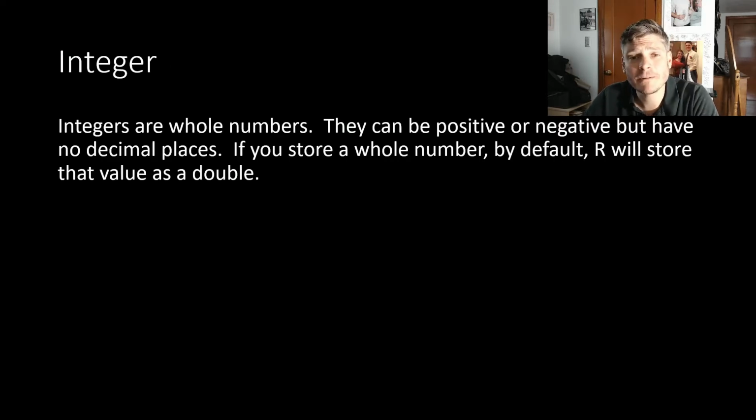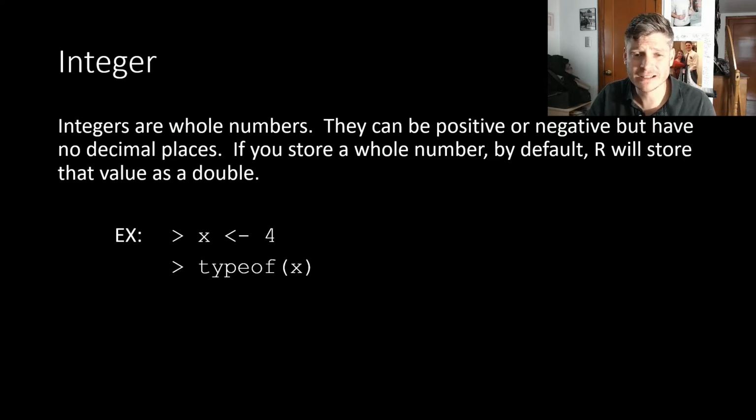The next type of number is an integer, and your integers are your whole numbers. These can be positive or negative, but there's no decimal place after them. Now, when you store a whole number, R is going to, by default, store it as a double. So, for example, if I try to store the value 4 in my variable x, and then run my typeof function to figure out what data type this actually is, it's going to return double, because by default, R is going to store that as a numeric value.